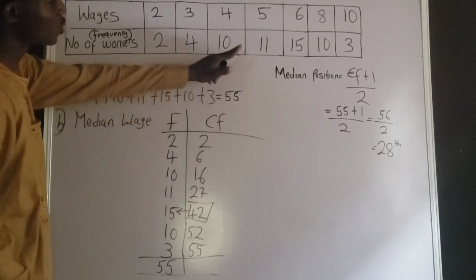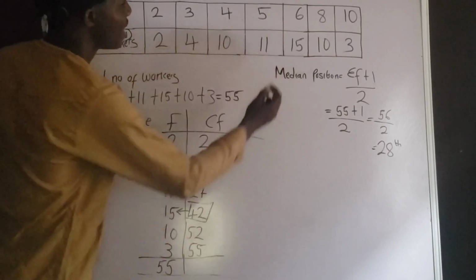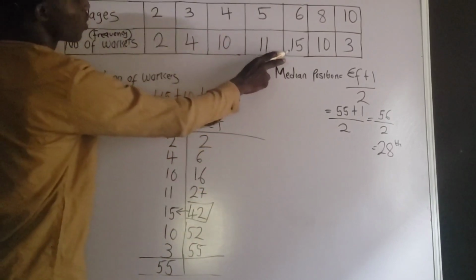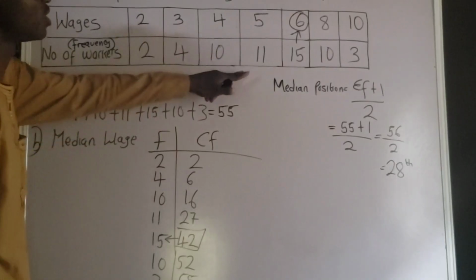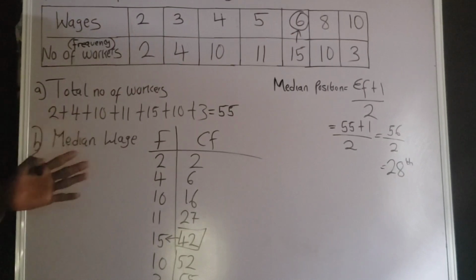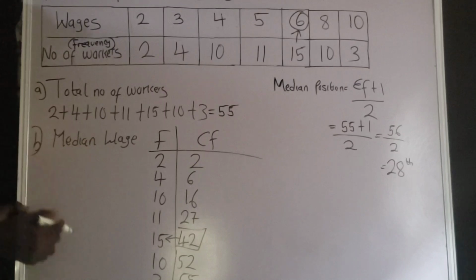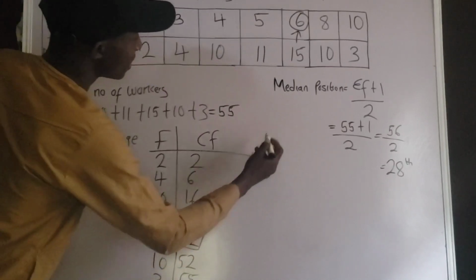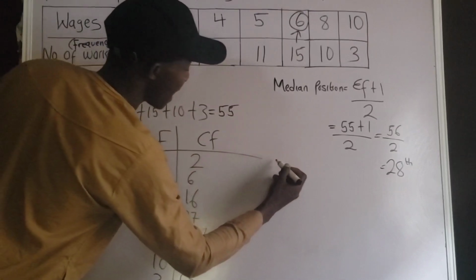So, we are going to go back to our table and look at the wages that correspond to 15. That is what? 6. So, the median of this frequency distribution is what? 6. Now, I want you to remember that in the question, they gave us that the wages of these workers are given in what? $100.